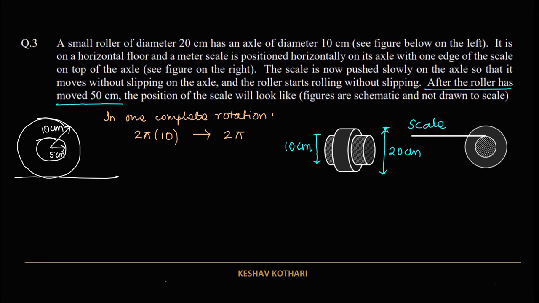So the angular displacement is equal to 2 pi radian in one complete rotation, that is 2 pi into 10 is equal to 2 pi of angular displacement. So if the distance traveled is equal to 50 centimeter, then we are calculating the value of angular displacement theta naught. So I can say that the angular displacement can be simply written as 50 upon 10, because 2 pi will cancel out and we get a value equal to 5 radian.